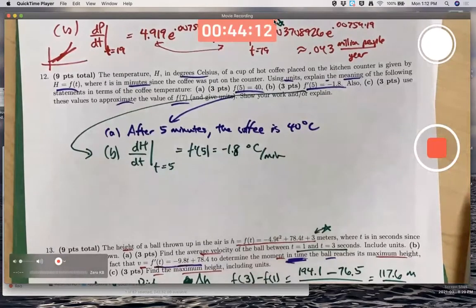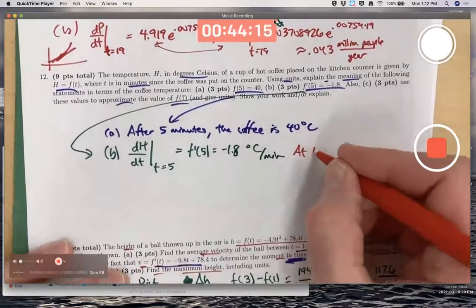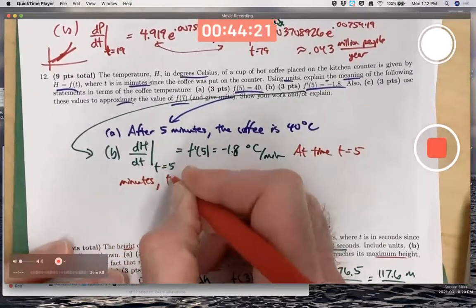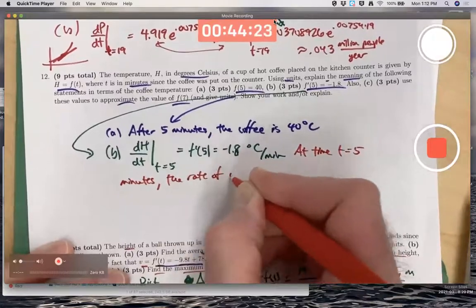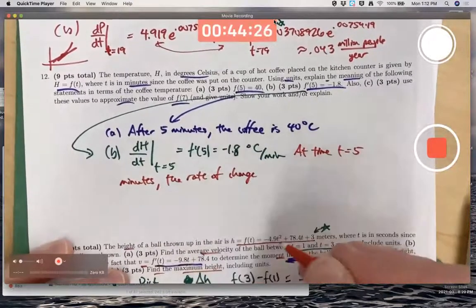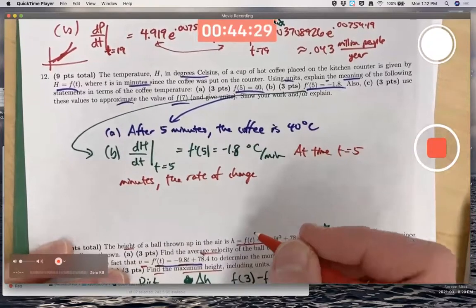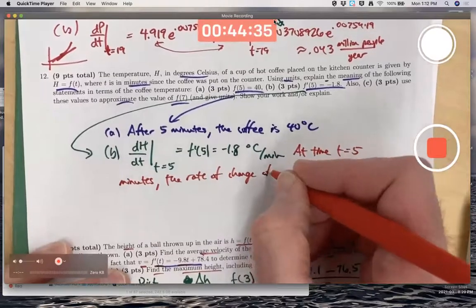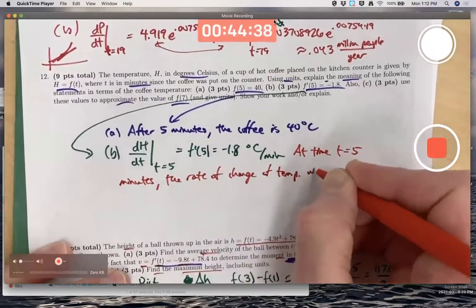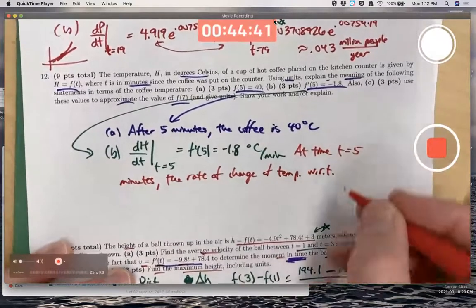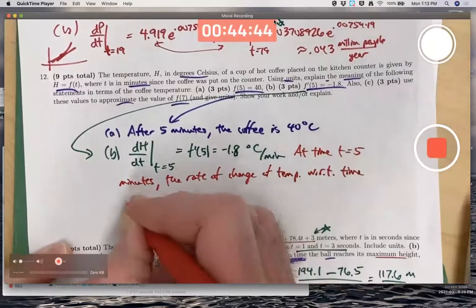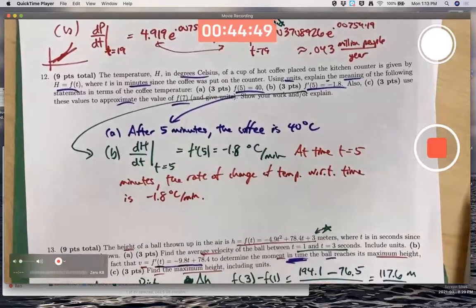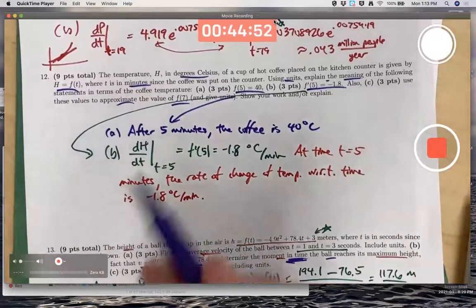So you'd say now, at time t equals 5 minutes, the rate of change, you could also put the word instantaneous in there if you like. That's probably better, but I'd be okay with just rate of change. Rate of change of temperature with respect to, you can abbreviate WRT for with respect to, time is negative 1.8 degrees Celsius per minute. And now we can use that for part C to approximate f of 7.